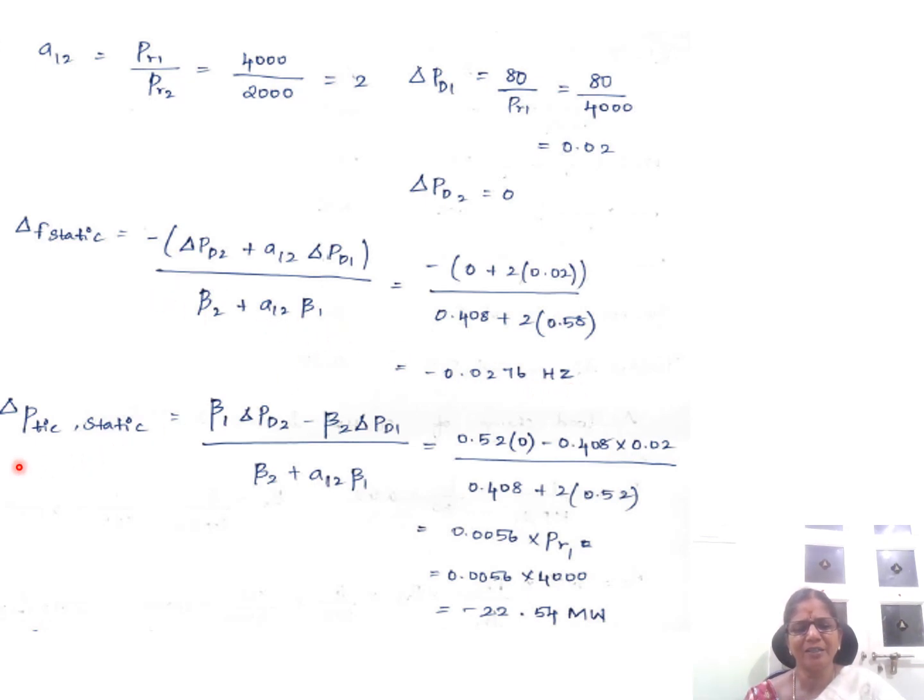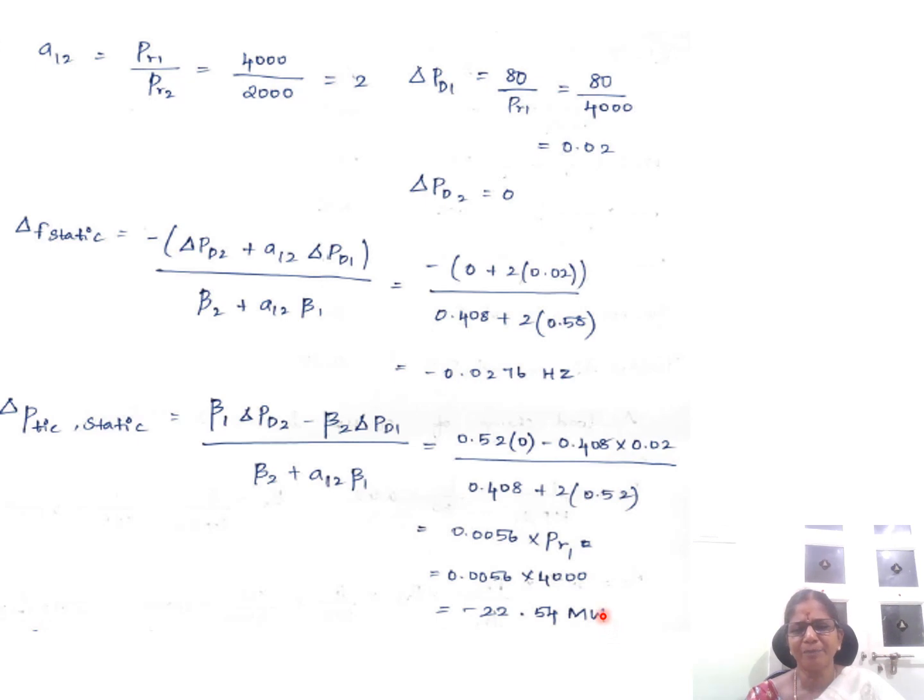Similarly, delta P tie line static, I have calculated using the formula beta 1 delta PD2 minus beta 2 delta PD1, divided by beta 2 plus A12 into beta 1. I have substituted all the values. After simplification, I have multiplied by PR1 because I need the answer in megawatts. There is a load change only in area 1, so we are multiplying by PR1. The answer here is minus 22.54 megawatt.